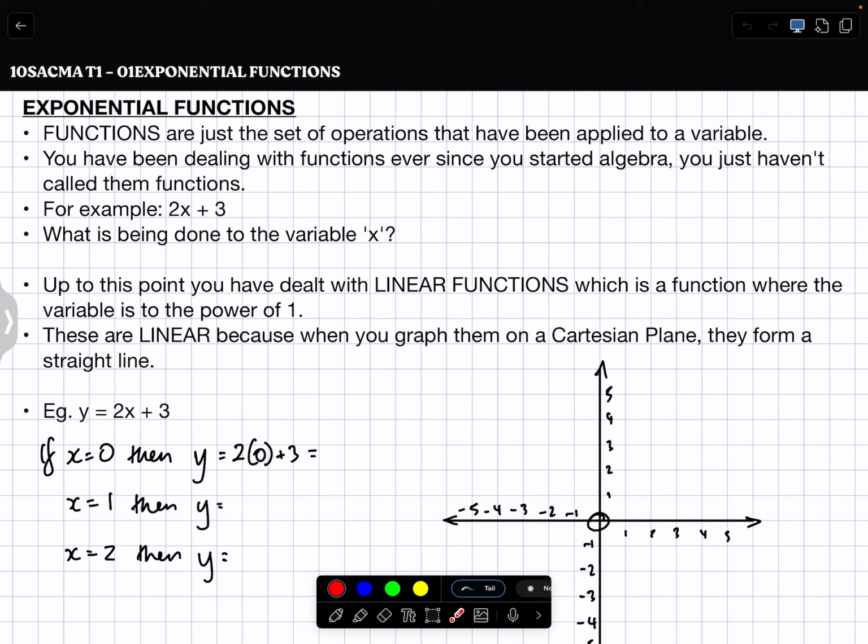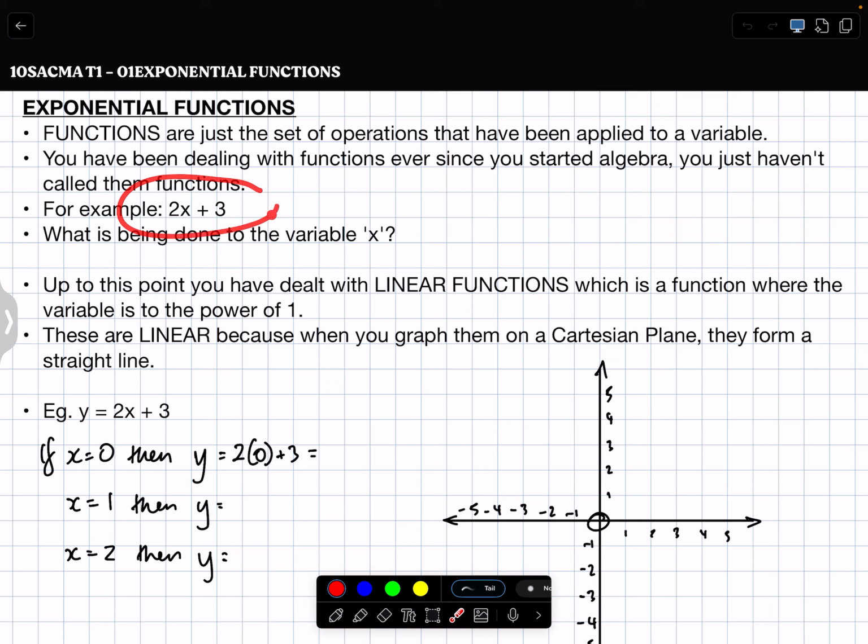If I have 2x plus 3, that is a function. You've probably seen something like that before, but you never called it a function. If I have 2x plus 3, what am I doing to x? What is the 2 doing to x? What's the sign between 2 and x that we don't write in maths?